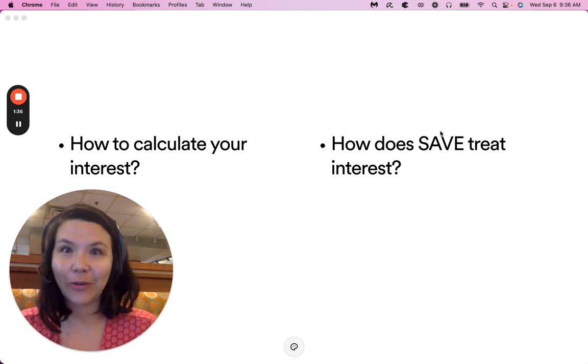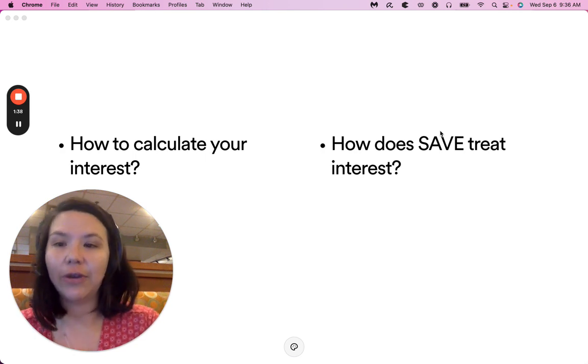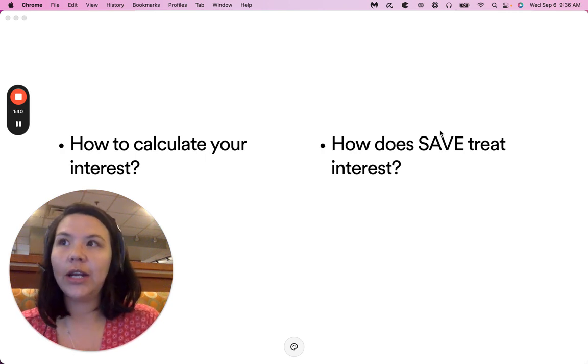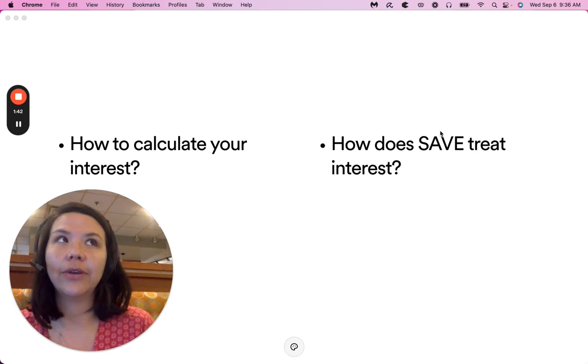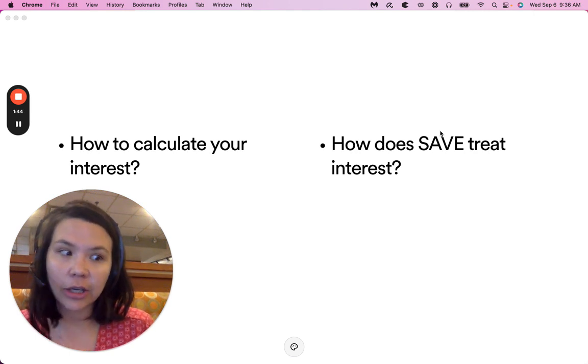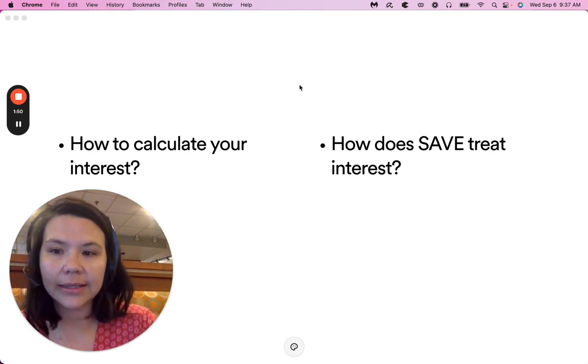So let's get started right away. How is interest calculated? This is a really great question. Somebody asked me the other day, how much interest is accumulating on my student loan? And I was like, okay, this is very much getting back to the basics. Let's think about it.